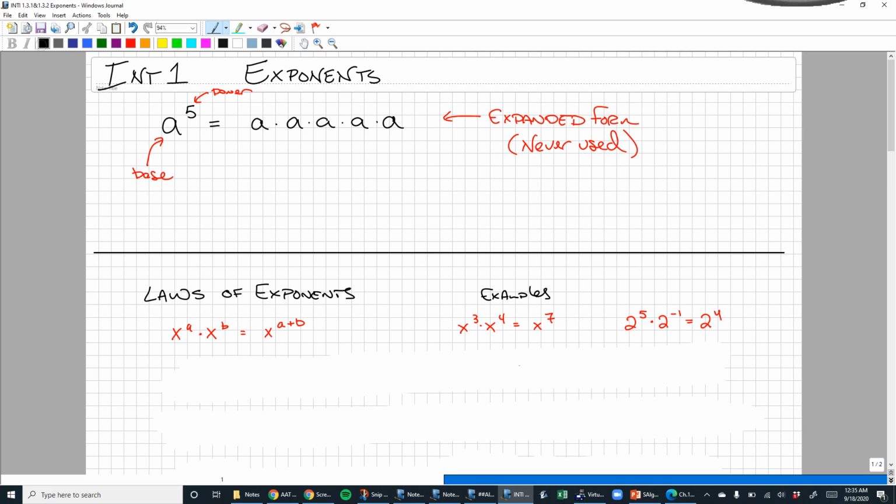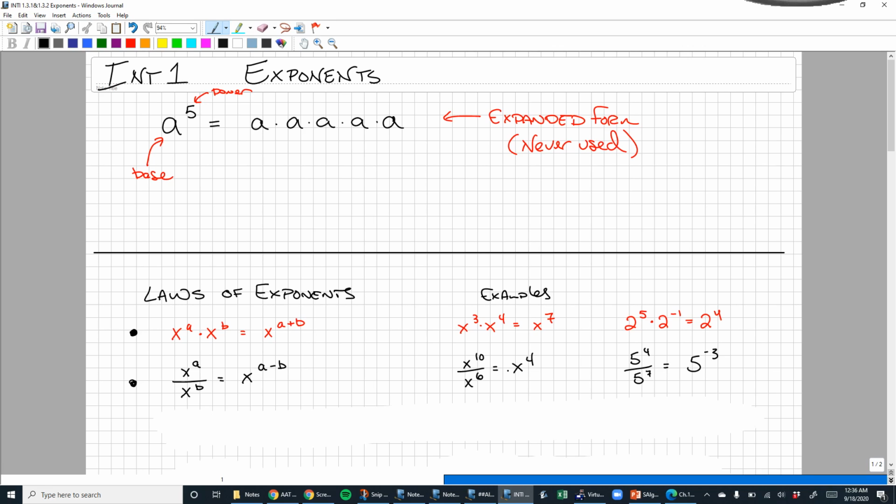All right, there's our first law of exponents. Our second law of exponents is if we divide. Again, we have to have the same base. In this case, the base is x. If we're dividing, we have x to the power of a up top divided by x to the power of b. We're going to get x to the power of a minus b. We're simply subtracting the two.